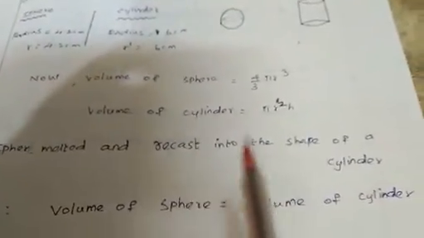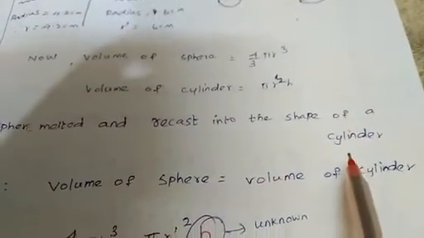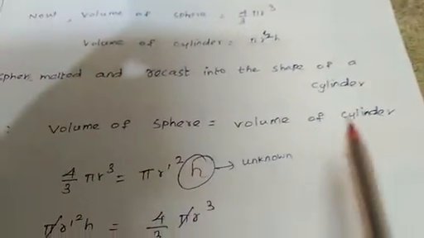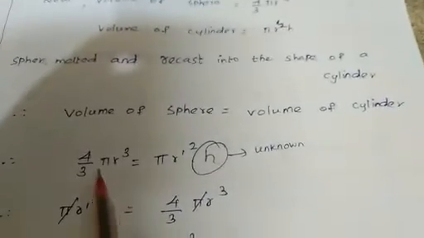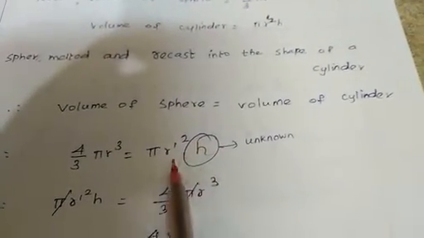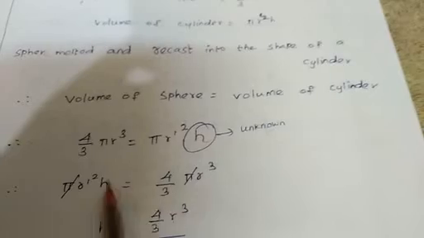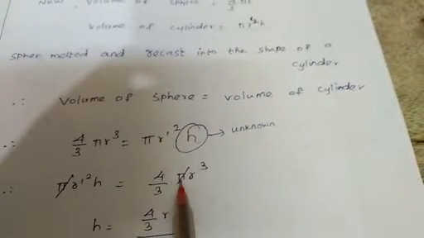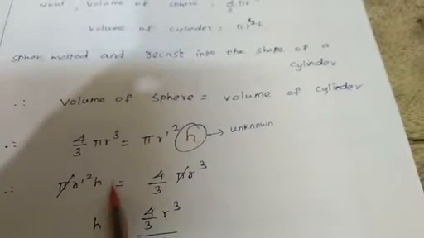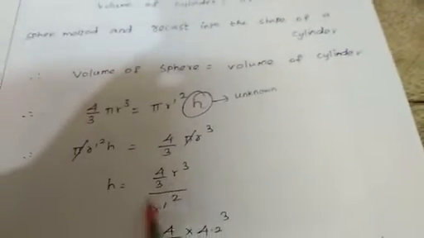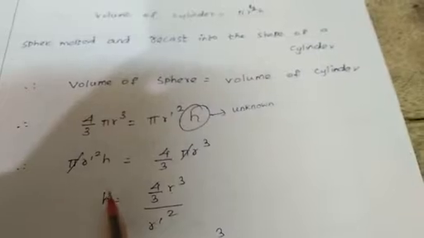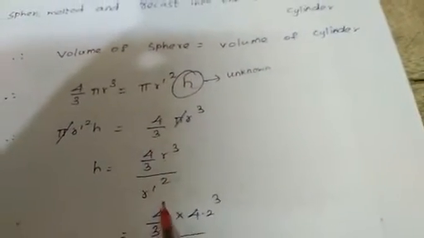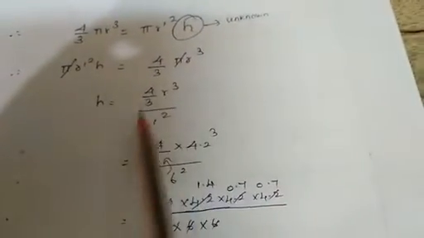The sphere is melted and recast into the shape of a cylinder. Okay, that is, the volume of sphere is equal to the volume of cylinder. Volume of sphere 4 by 3 pi r cube, here pi r dash squared h. So we need to swap the sides because we need to find h. So pi and pi we can cancel. So r dash squared into h is equal to 4 by 3 r cube. Now we need h only, because this is what we need to find. So h equals 4 by 3 r cube divided by r dash squared. Their radii are different, that's why we use r dash here.